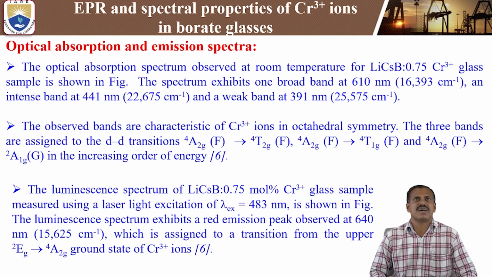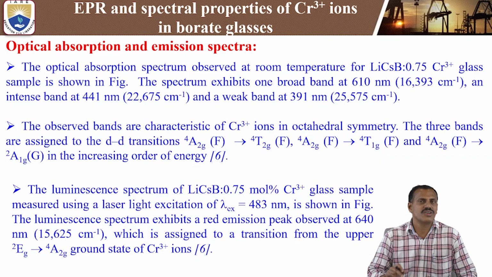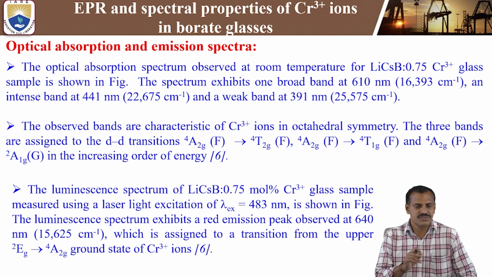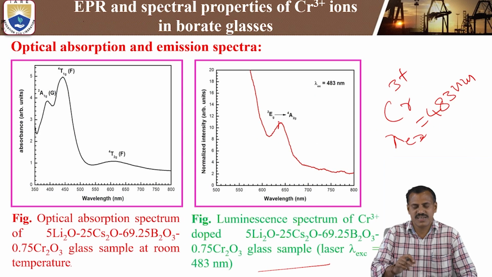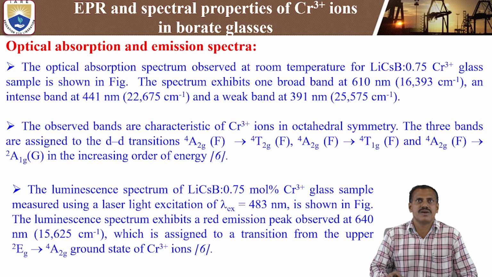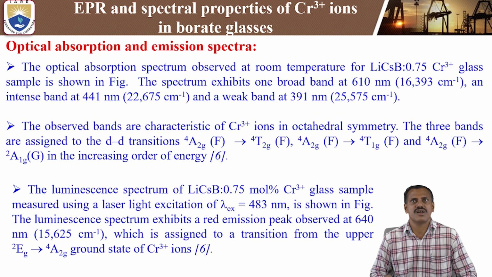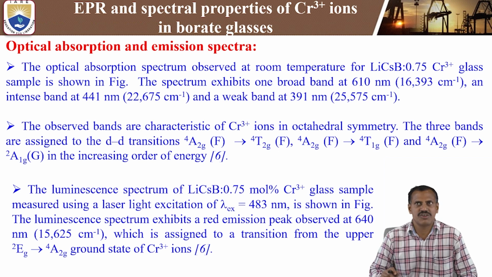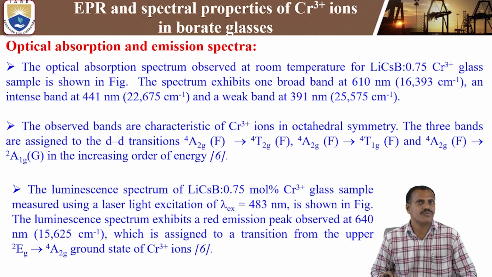Next, coming to the optical absorption and emission peaks, what values and transitions we are getting, how many nanometers. This data is taken from the above graphs only. First, the optical absorption spectrum observed at room temperature of the glass sample is shown in the figure. The spectrum exhibits one broad band at 60 nanometer and an intense band at 441 nanometer.